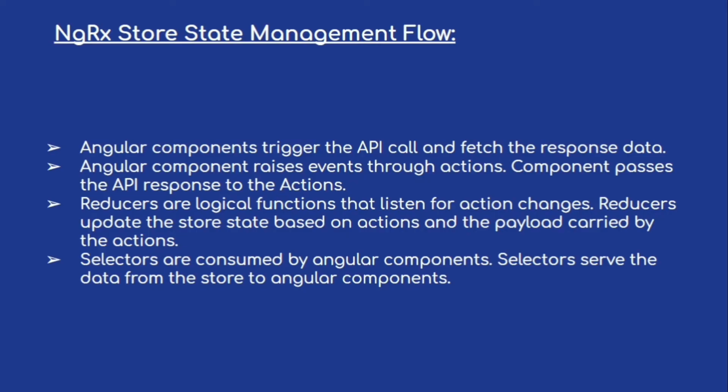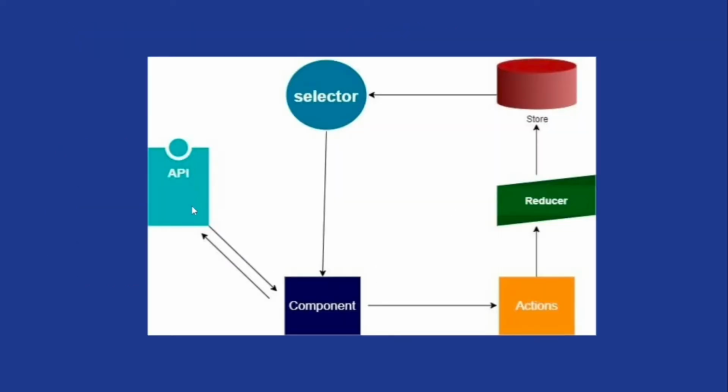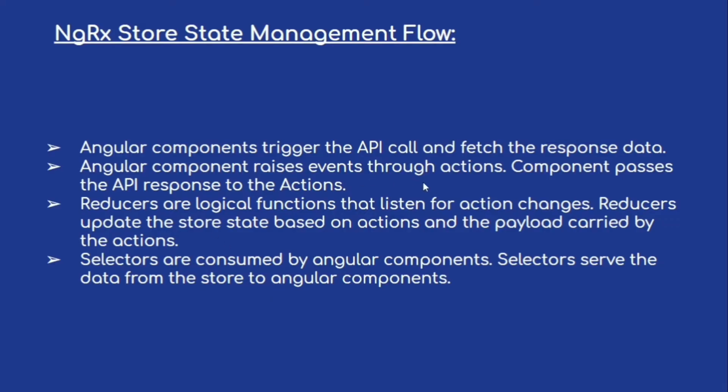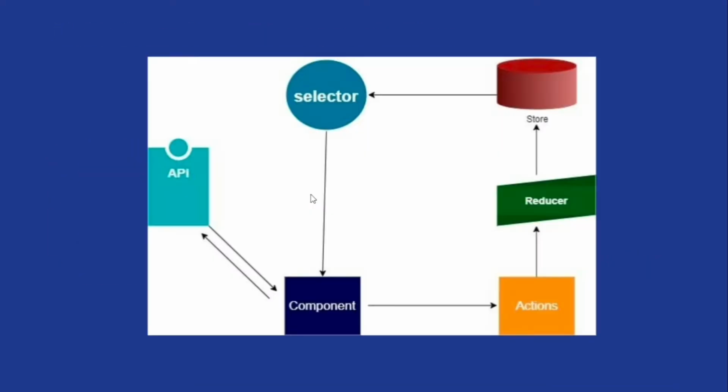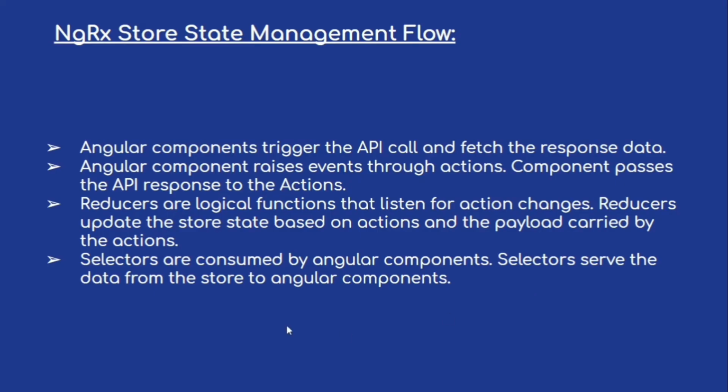Here the flow is explained in points. Let's see them. The Angular component triggers the API call and fetches the response data. The Angular component raises events through the actions, and the component passes the API response to the action. Reducers are logical functions that listen for the action changes. Reducers update the store based on the action and the payload carried by the actions.